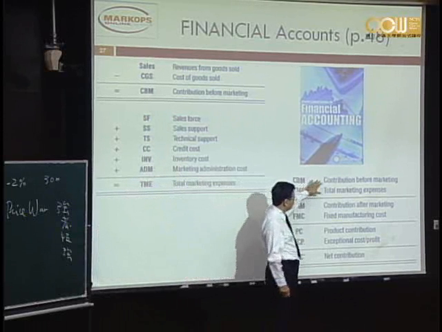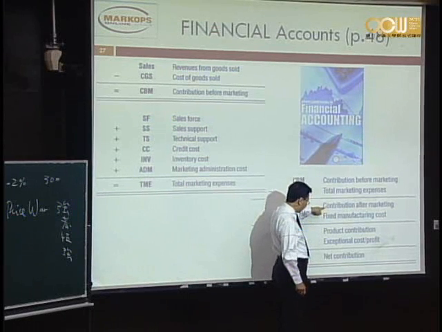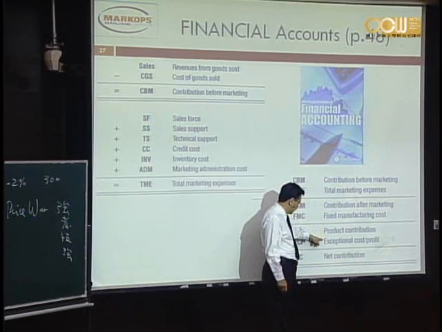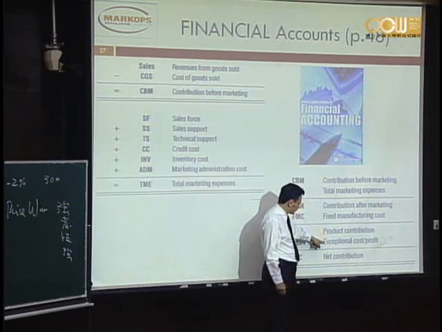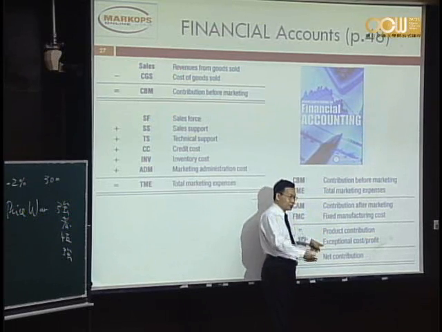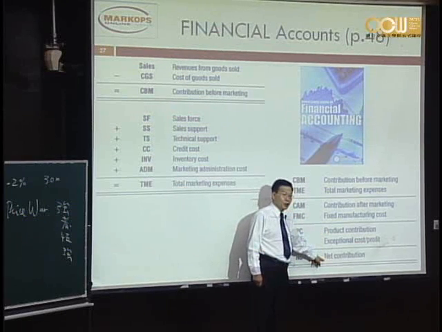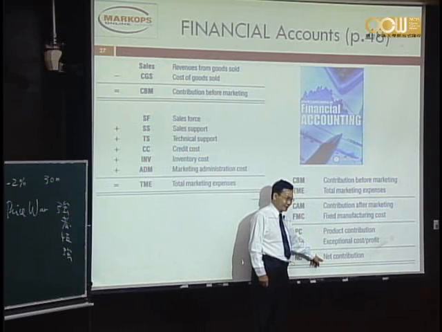Down here, before marketing, minus total marketing expense, so you get contribution after marketing. And you minus manufacturing cost, you get product contribution. Exceptional cost is the one that comes from you deleting a product. Then you get net contribution. And this will be your grade. This will be your grade. All right.